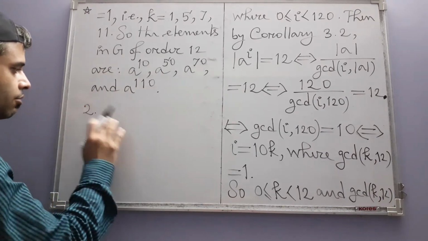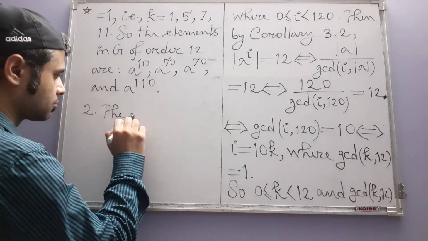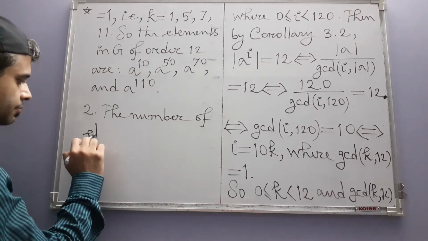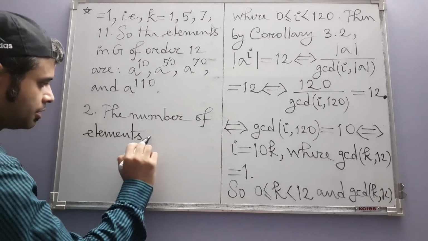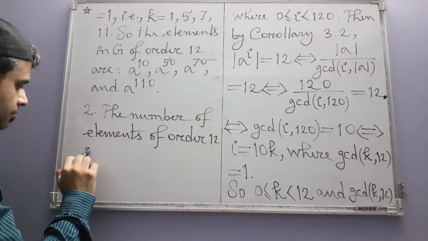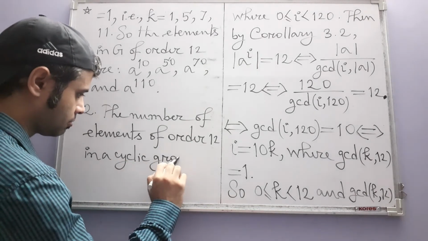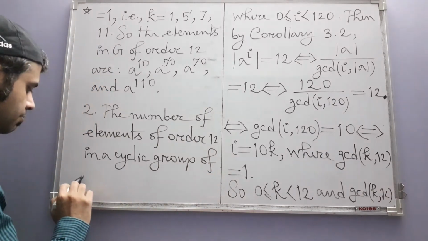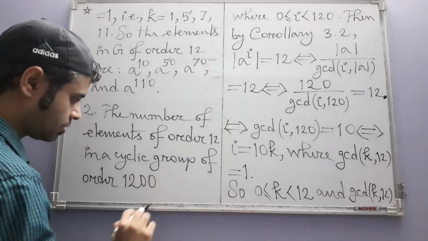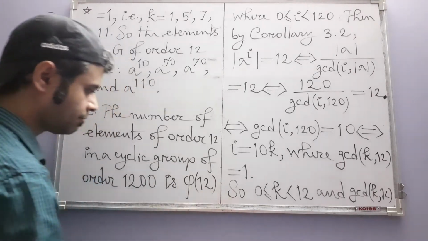And it involves Euler's phi function. So the number of elements of order 12 in a cyclic group of order 1200 is your Euler's phi function value of 12.